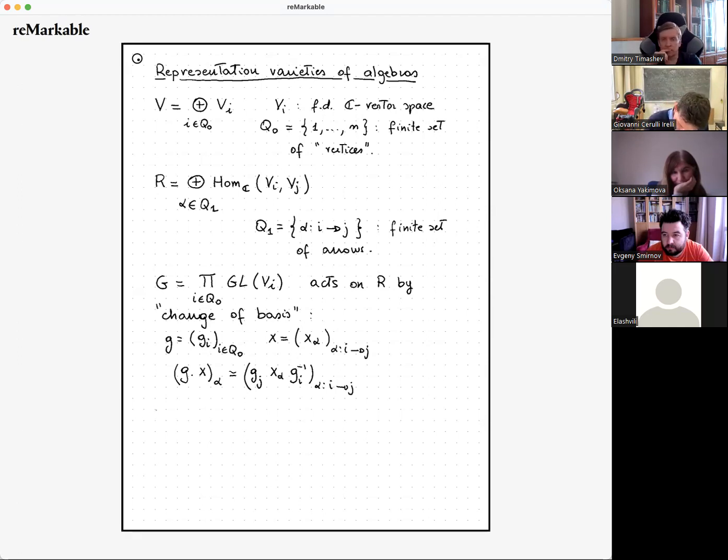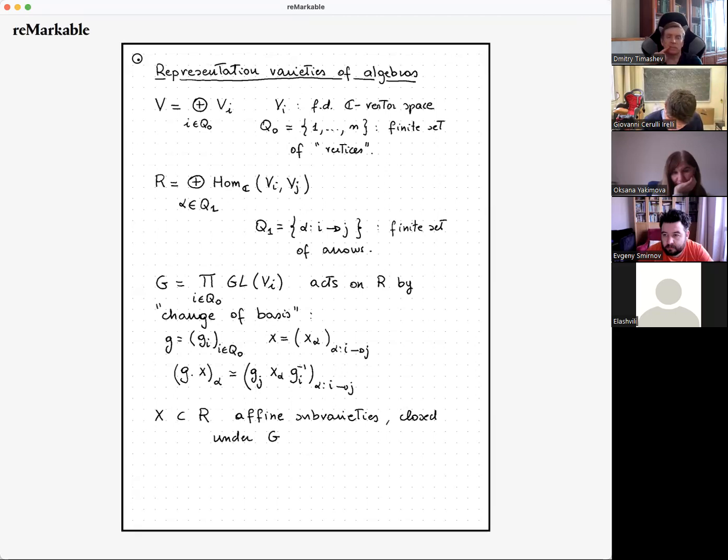And then inside R we can consider some affine subvarieties, and we allow to consider affine subvarieties which are closed under the action of G.